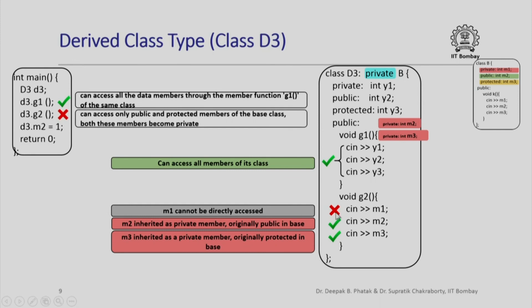However, G3 is trying to access a private data member of a base class, so that is not allowed, so the compiler will again report an error here. What about d3.m2? Note that M2 has actually now become a private data member of the class D3, and therefore M2 will not be accessible from the main program, and once again that will lead to a compilation error.